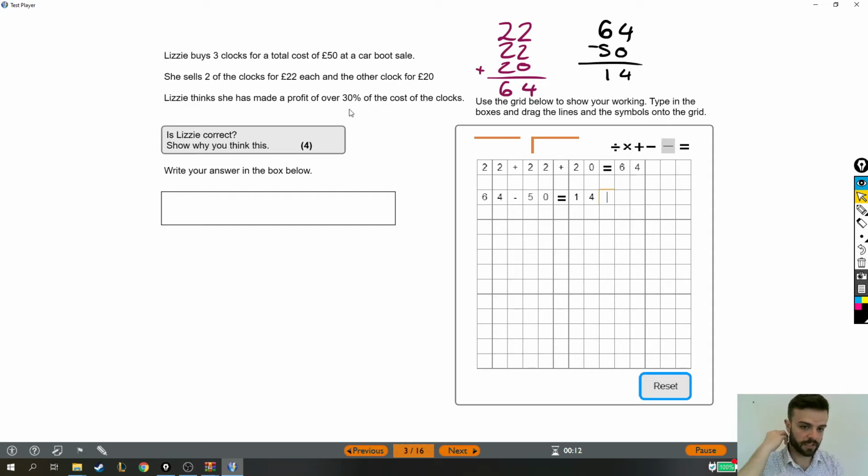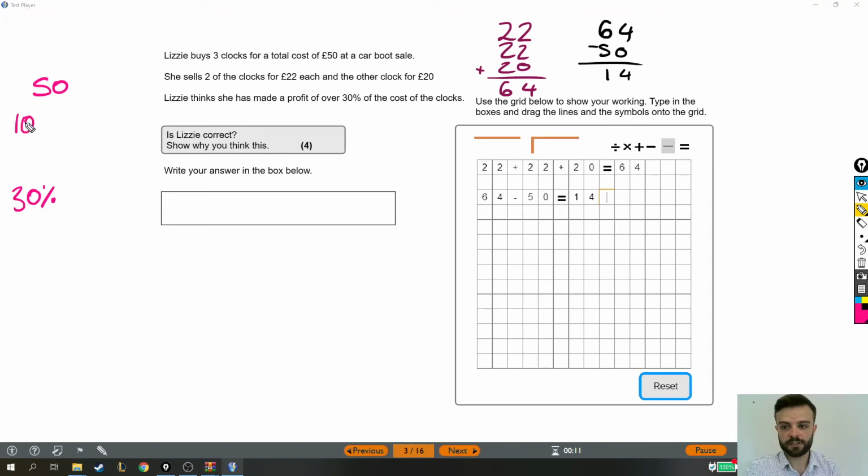So there are different ways of working out whether or not that is over 30%. What I'm going to do is take the original amount she paid, which was 50 quid. Oh, sorry, pen. So she paid 50 quid. I'm going to work out what 30% is, and either £14 will be more than 30% or it will be less, in which case she's wrong.